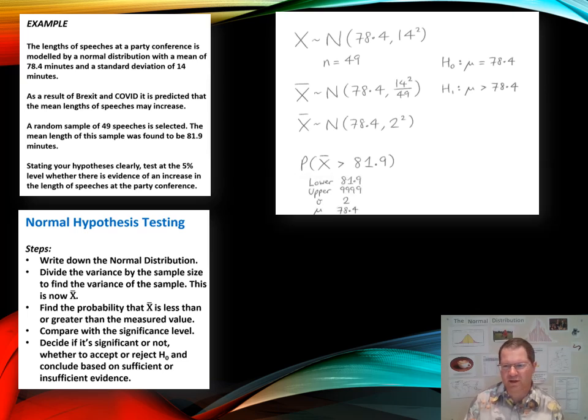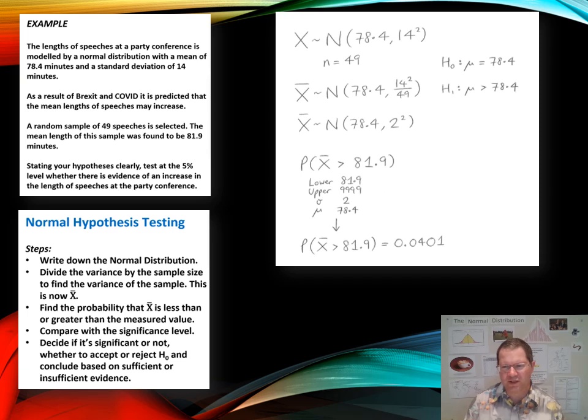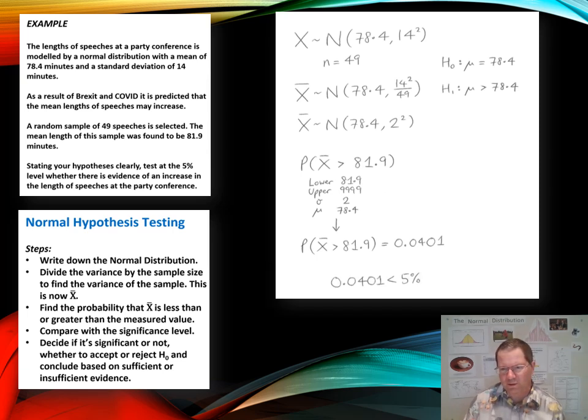As usual, we get our calculator up, we go for menu 7.2. The lower is 81.9, the upper is 9,999 if you want. The standard deviation is 2, and the mean is 78.4. And then after having pressed equals twice, after entering 78.4, we find the probability that x bar is greater than 81.9 is 0.0401.